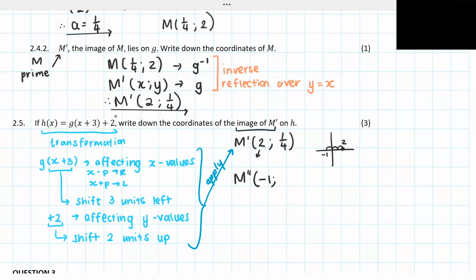So you were sitting at 1/4. You now want to go another 2 units up. So now you're at 2 1/4. Now you can leave it like that if you want to. Personally, I don't like mixed fractions, so I would convert this to 9/4. But we're not going to mark you down if you leave it as a mixed number.